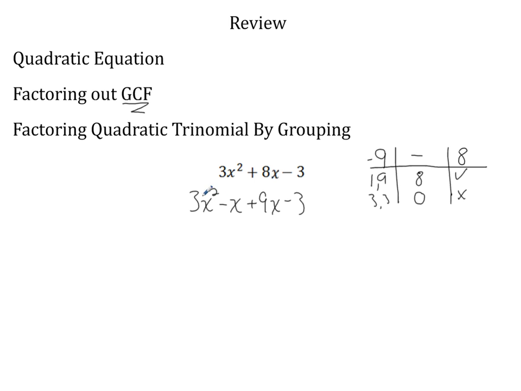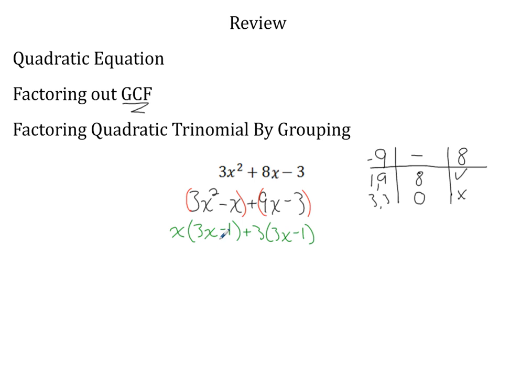So now I've got 4 terms, I can factor by grouping. I group the first 2 and the last 2, and now I factor out the GCF out of each group. So the GCF of 3x squared and x is x. When I factor it out, I get 3x minus 1. The GCF of 9x and 3 is 3, plus 3. And when I factor that out, 9x divided by 3 is 3x. -3 divided by 3 is -1.